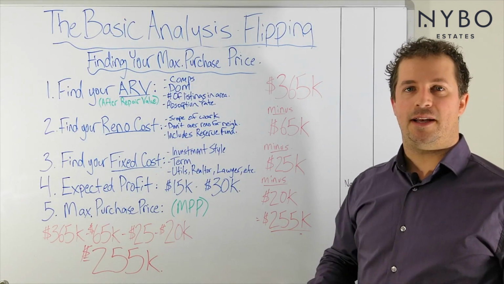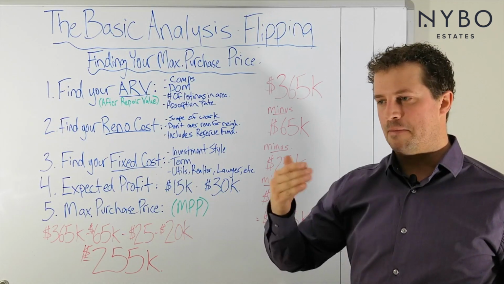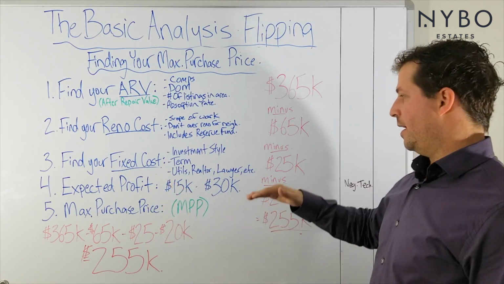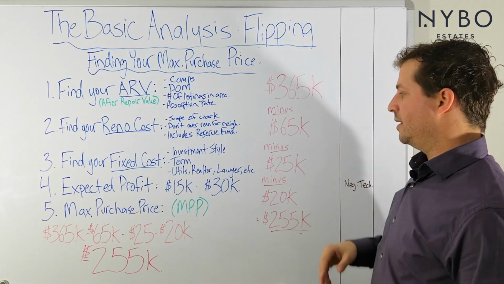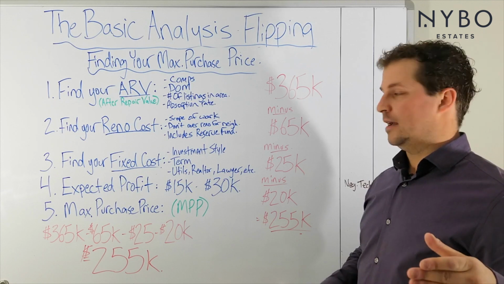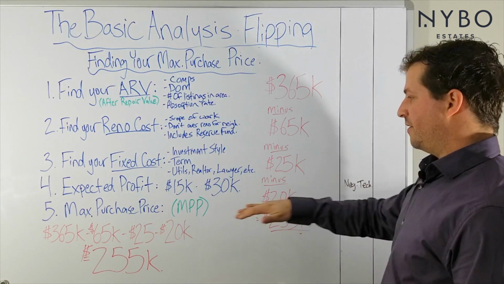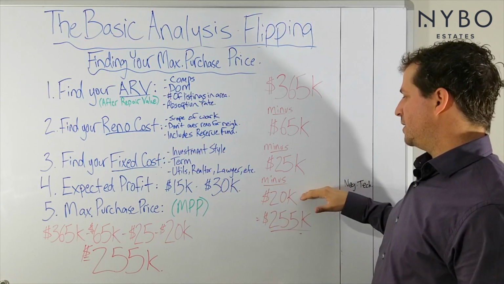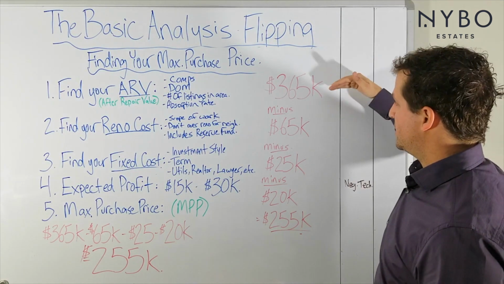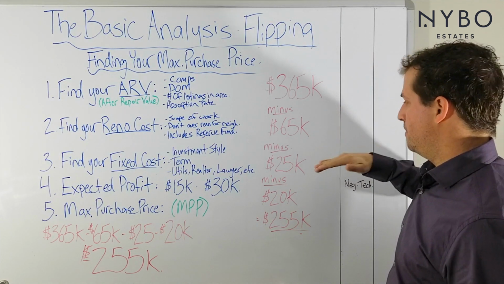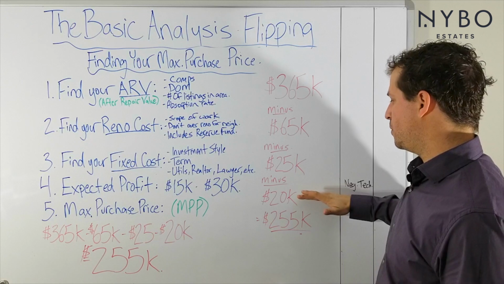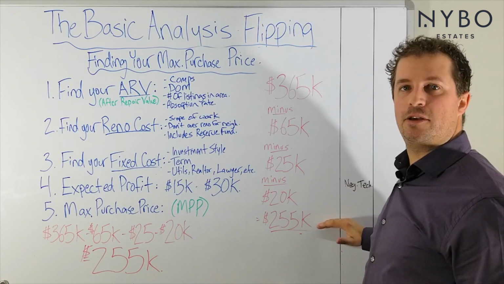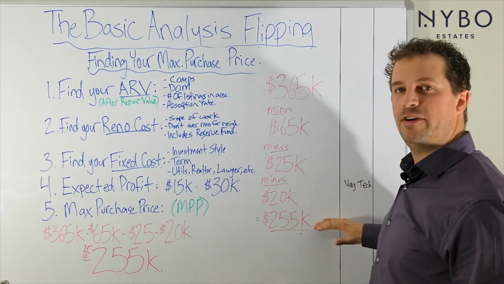Your fixed costs, I know my fixed costs. I have a very good idea what kind of product we put out, what kind of demand is in the market for that product, and I have a good idea on our fixed costs. So my fixed cost, $25,000. And then for the expected profit, we'll say $20,000. So you go 365 minus 65 minus 25 minus your profit of 20. It gives you a maximum purchase price that you can offer for this house, $255,000.